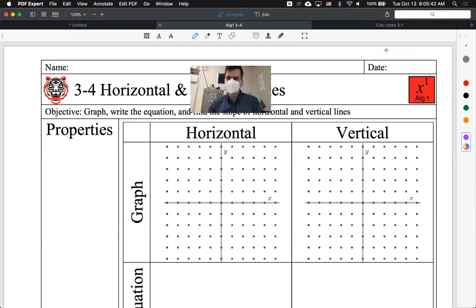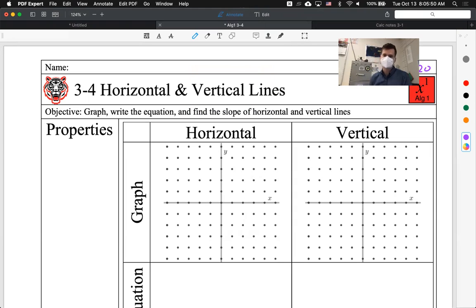All right, we are on lesson 3-4. Today's date is Tuesday, October 13th, 2020. Yeah, 3-4, horizontal and vertical lines.